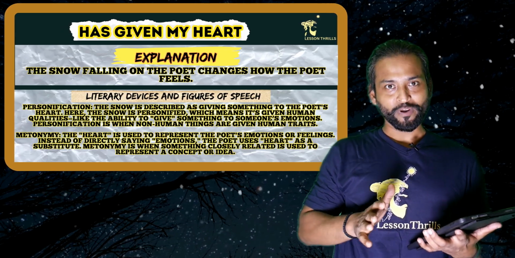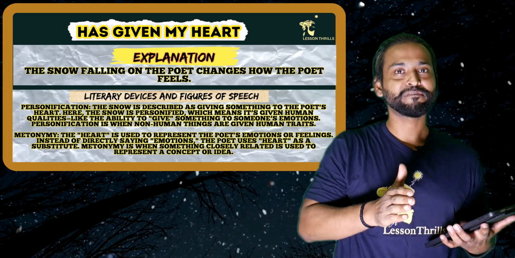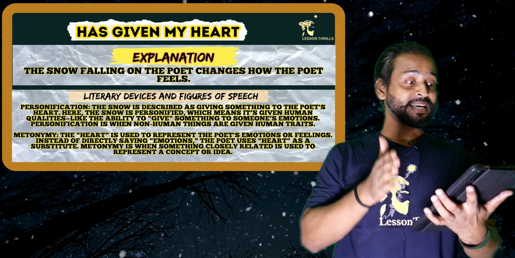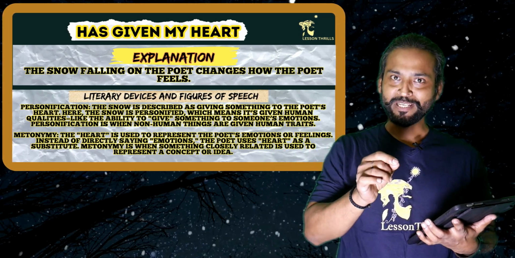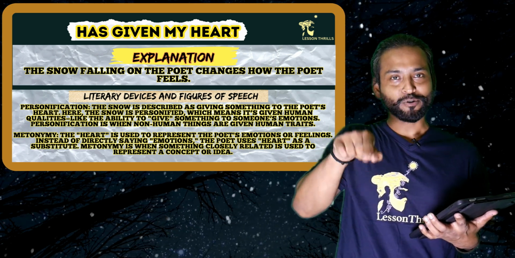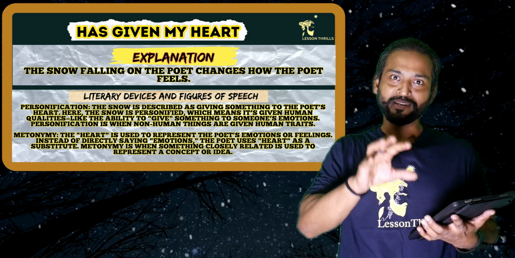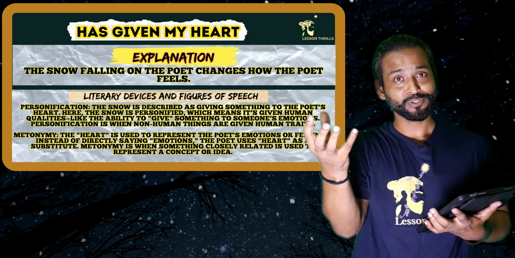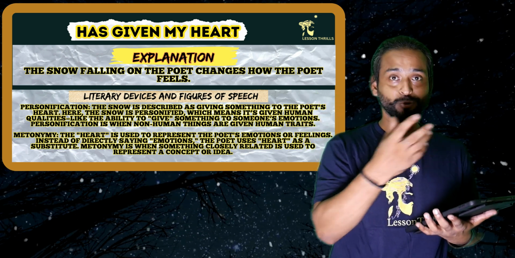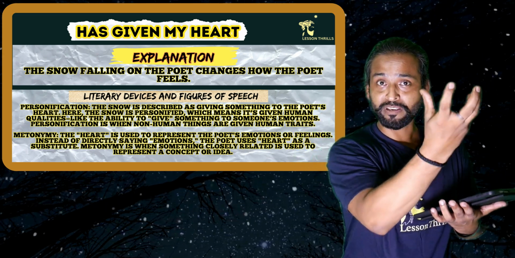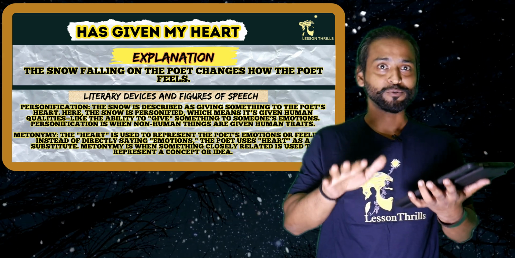Personification is something where an inanimate thing is given the quality of a human or animate thing. Here it says "has given my heart." It means the dust of snow has given his heart joy. So giving is the quality of a human or animate thing. Here dust of snow is giving happiness to the poet. It means dust of snow has the quality of giving. So here an inanimate thing, dust of snow, is given the quality of giving. So personification is used here.